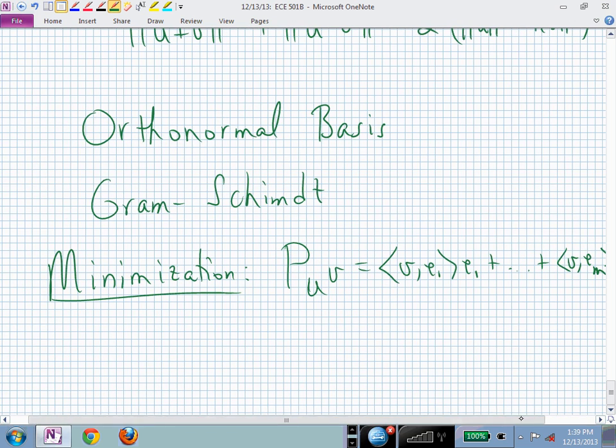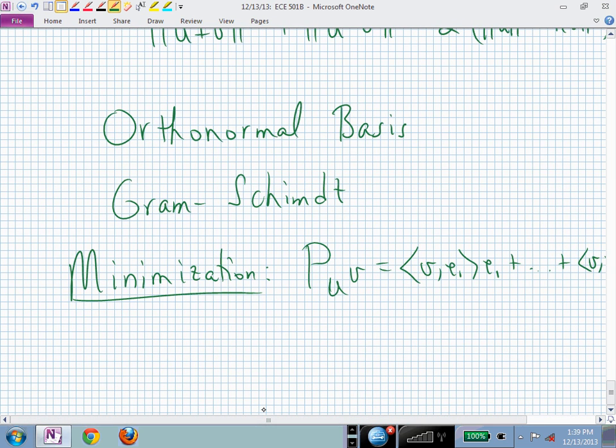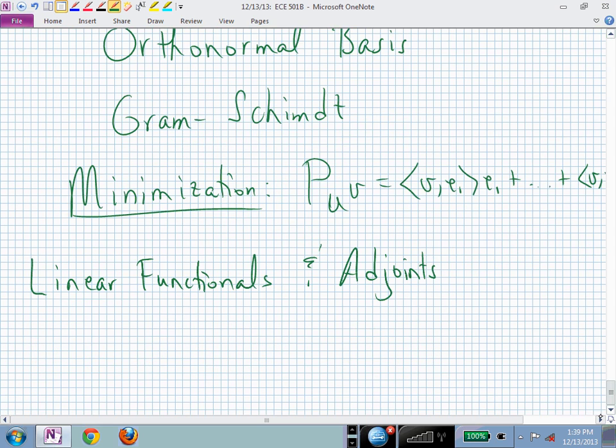But now that we have this idea of inner product, we can extend that or apply that to two more concepts from chapter 6, one being linear functionals and the other being adjoints.